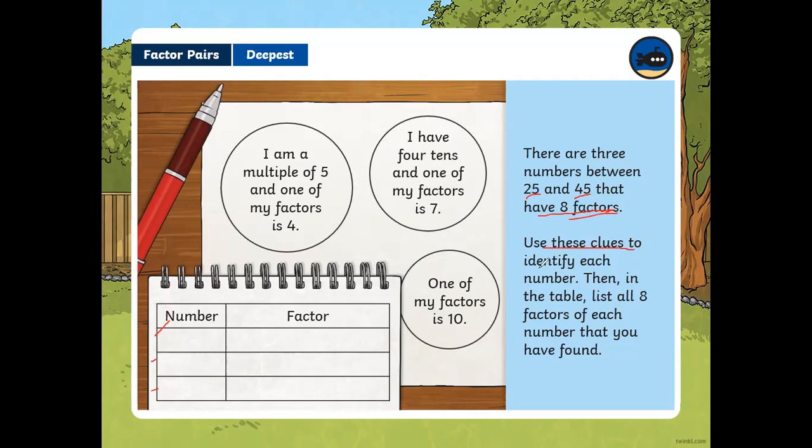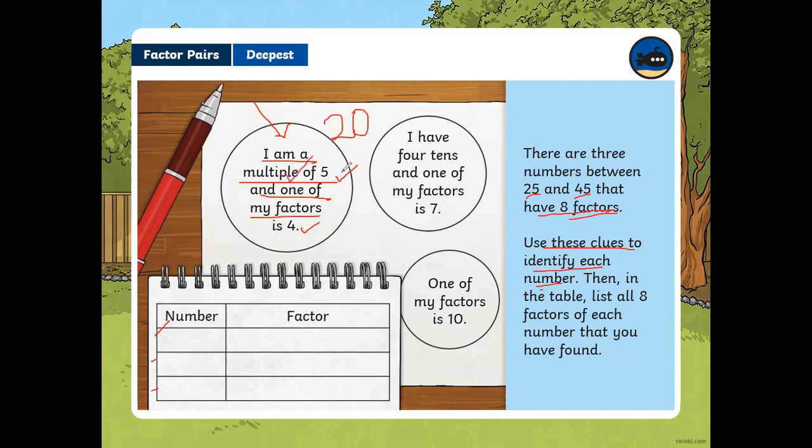Using these clues to identify each number. So let's try with the first clue. Most of them. Can somebody help and tell? I am a multiple of 5 and one of my factors is 4. So your choice, let's say I chose 20.